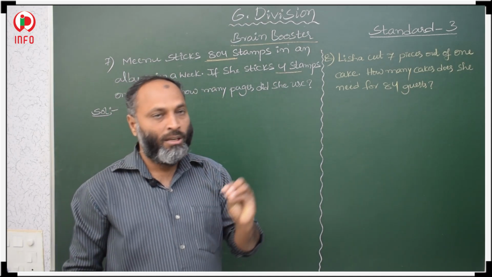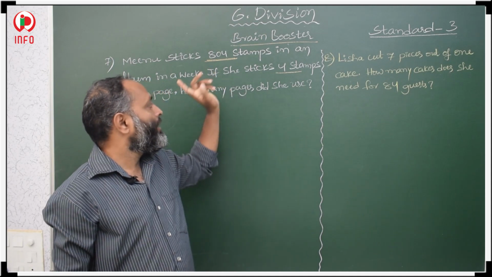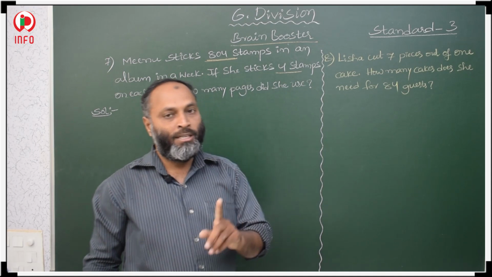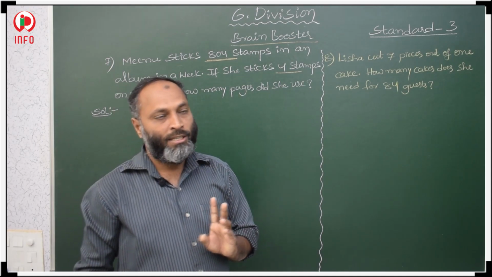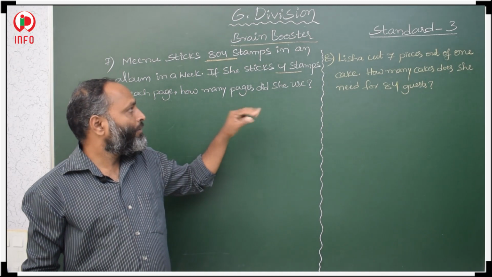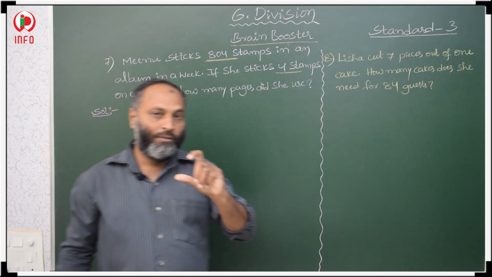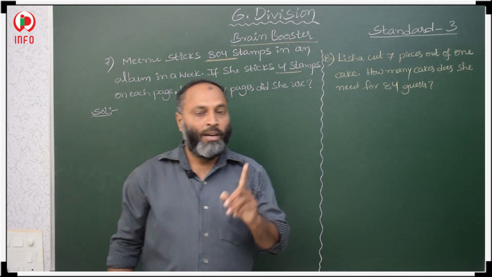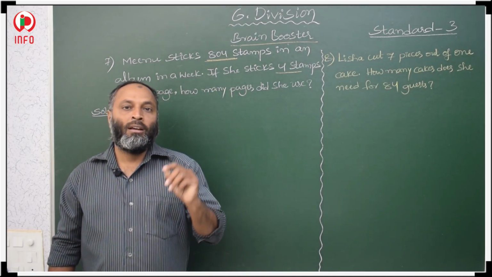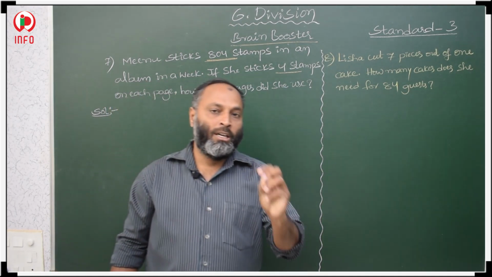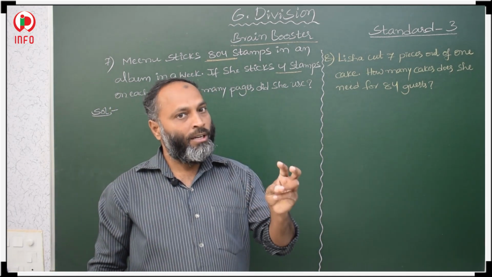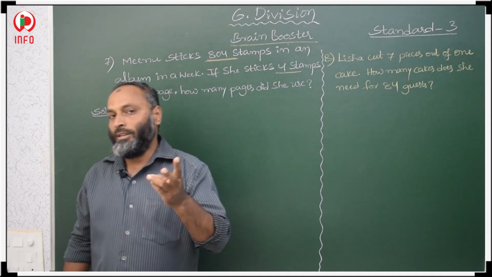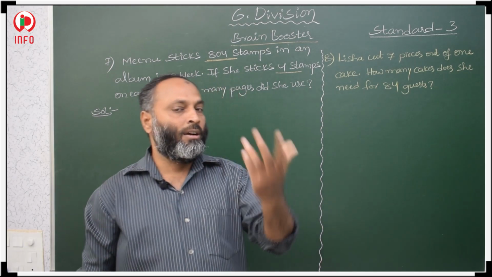With 4 stamps on each page, she should divide the total stamps, 804. Then she will get the number of pages she needs. In a word problem, first we have to understand the problem. Then we have to decide what to do: addition, subtraction, multiplication or division. Then we write the procedure steps.